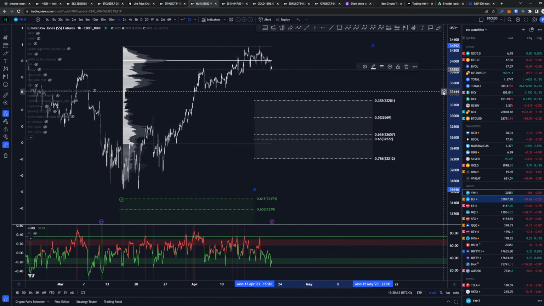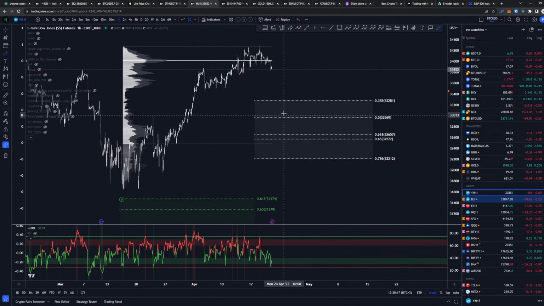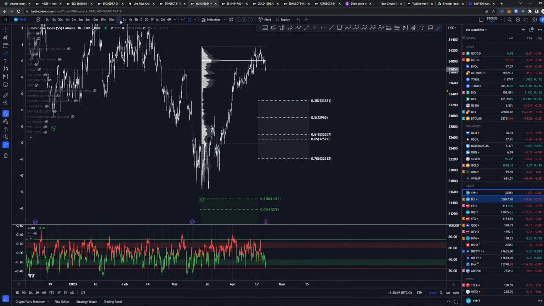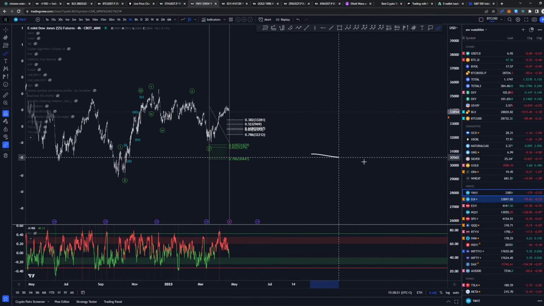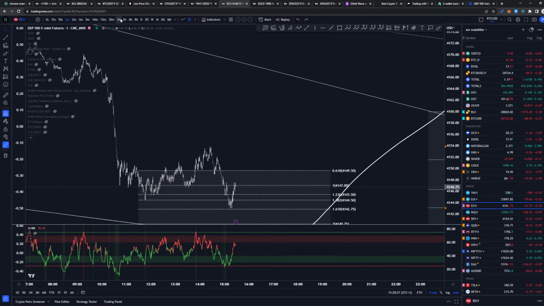I'll just set an alarm here, 33,000 or below these previous lows, where I might start to be interested. Again, higher time frame bias on the Dow Jones is that we are going to go higher. On the S&P 500, it's not that clear.